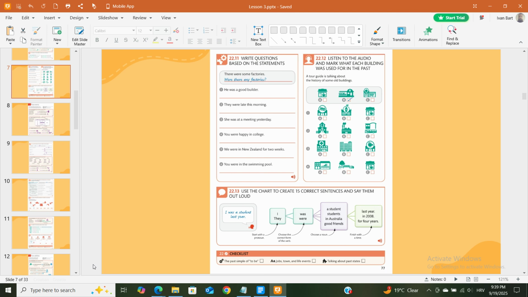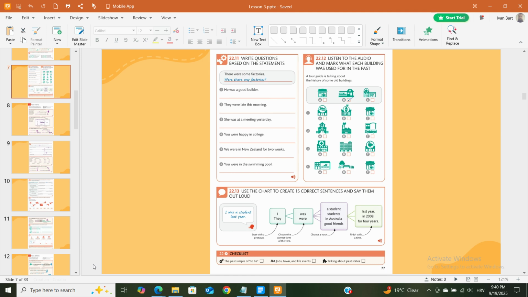22.13 Use the chart to create 15 correct sentences and say them out loud. I was a student last year. Start with a pronoun. They were students in Australia, good friends. Last year. In 2008. For 4 years. Choose the correct form of the verb. Choose a noun. Finish with a time.